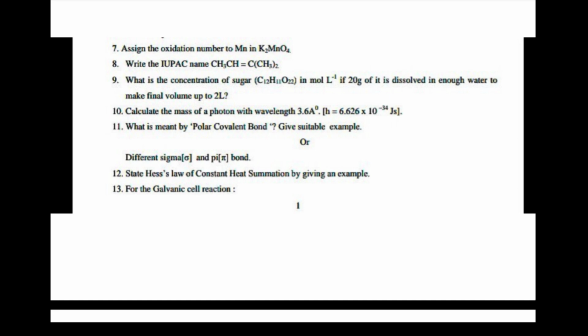Next question, question number 11. What is meant by polar covalent bond? Give suitable example. A bond that exists between two atoms consisting of electrons that are unevenly distributed. Next question, the optional question, differentiate sigma and pi bond.